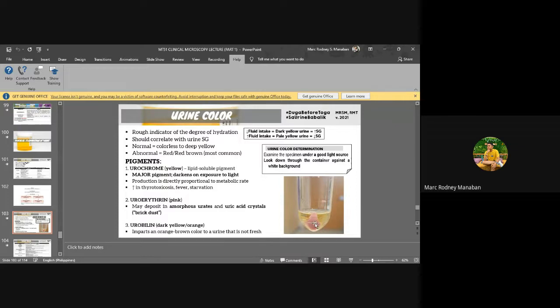Okay? Ayan. And lastly, the last pigment contributing to color of urine is urobilin. Urobilin is dark yellow or orange. It imparts an orange-brown color to your urine that is not fresh. So usually, it indicates if fresh ba ang urine or dili.